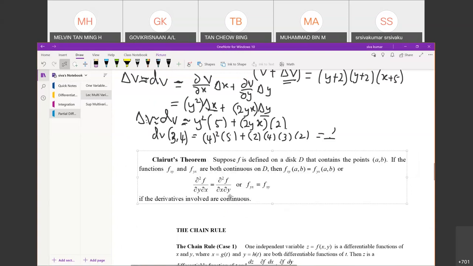Clairaut's rule is basically saying if the function is continuous on the interval, with no breaking points within these two points of the interval you are looking at, then in this f(x, y) the second-order mixed derivatives, differentiating with respect to y then x, and x then y, are the same. You will get the same results.